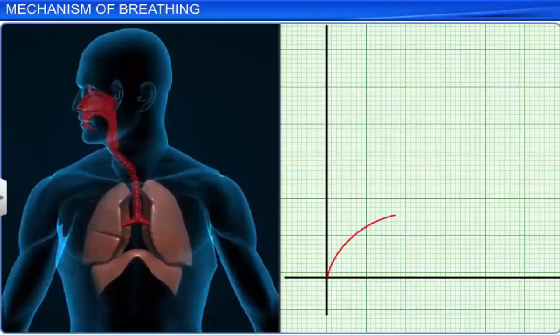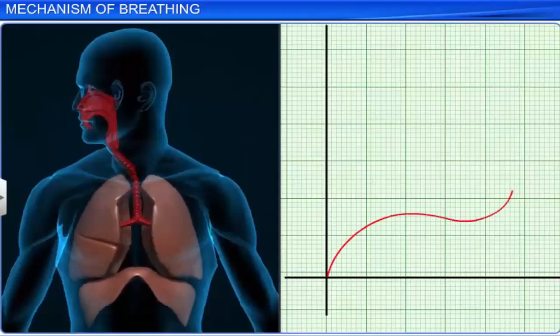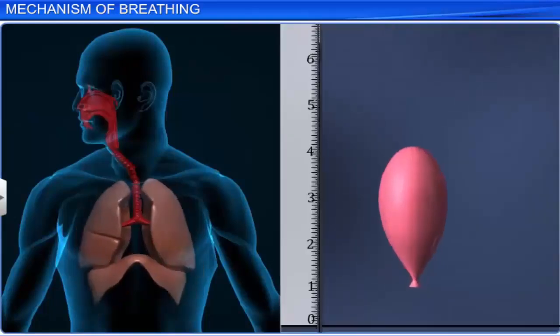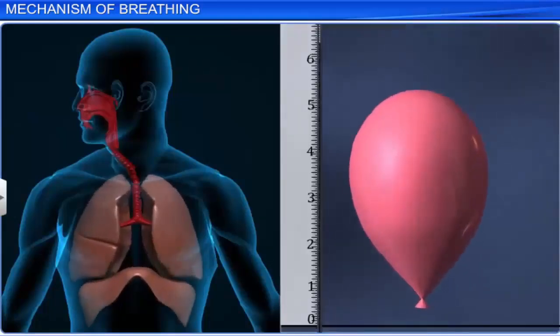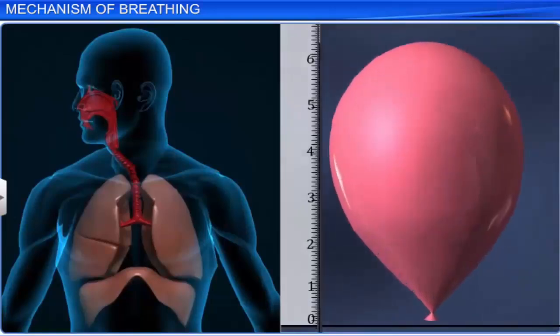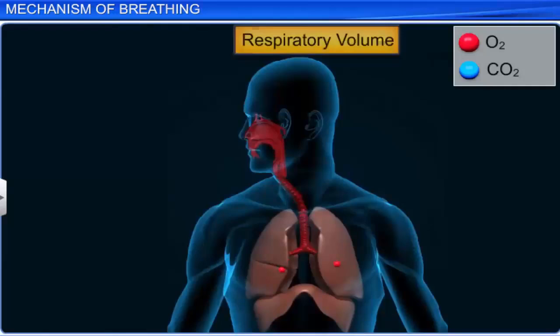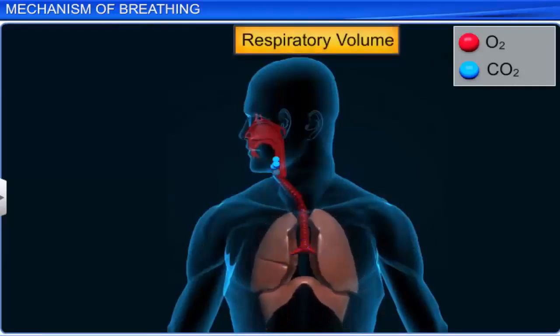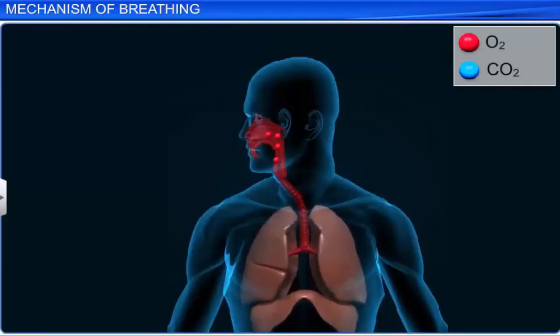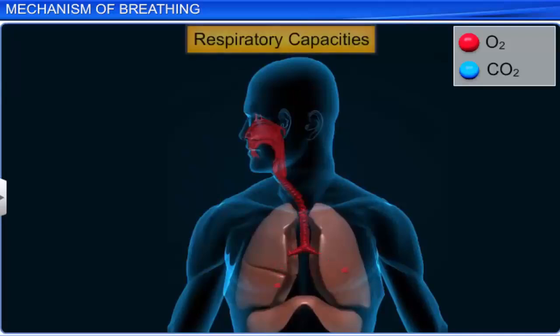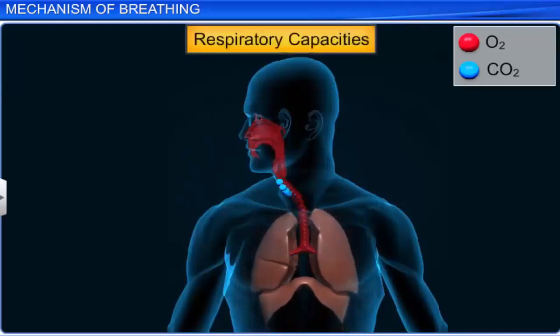We have seen how we breathe. But can we measure how much we can breathe? An average lung can hold about 6 liters of air, of which only a small amount is used during normal breathing. The volume of gas contained within the lungs is called respiratory volumes, and different combinations of lung volumes are called respiratory capacities.